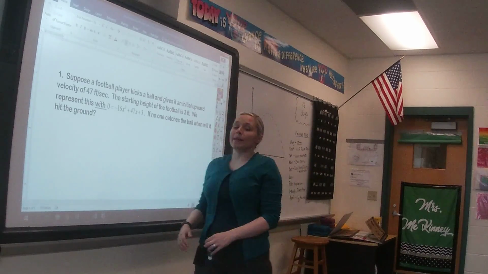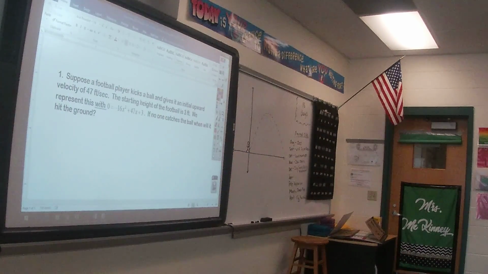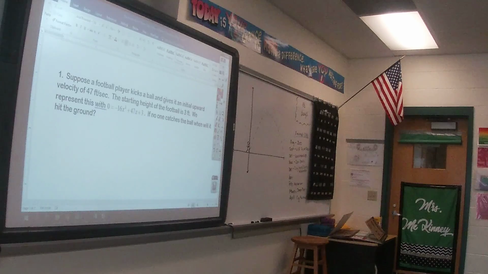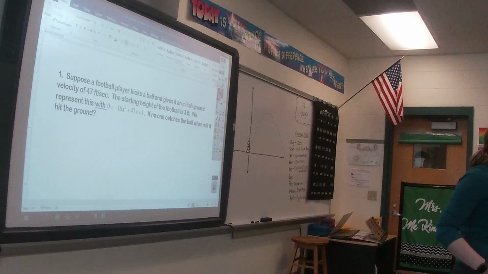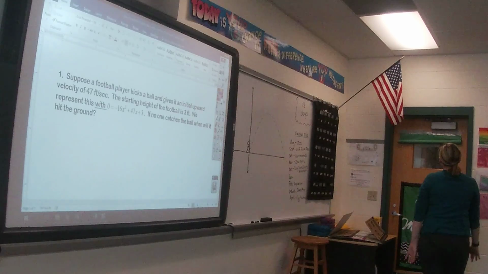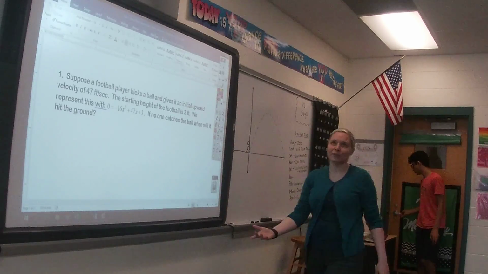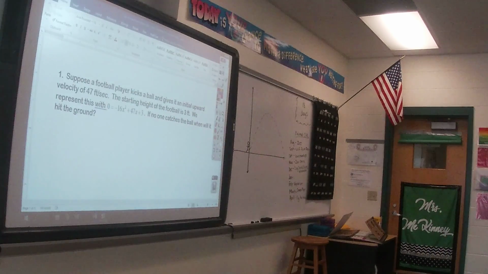So if we look at number 1, it says, suppose a football player kicks a ball and gives it an initial upward velocity of 47 feet per second. Now, when I watch students read these types of problems, they read that first sentence and they go, yep, no, I don't know anything about initial upward velocity, so I can't do this problem. Next. And they just skip it. Okay, the key to these problems is to read the entire thing. Okay, read it. Make sure that you are actually making sure you do or you don't know something before you've convinced yourself you can't do it.